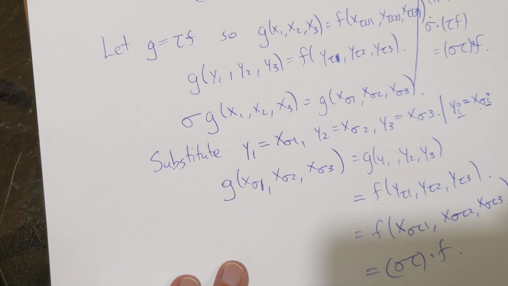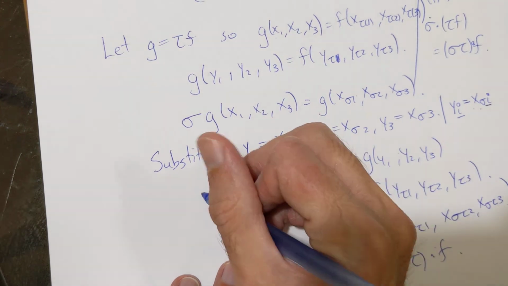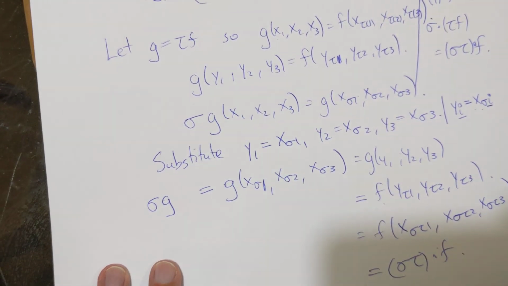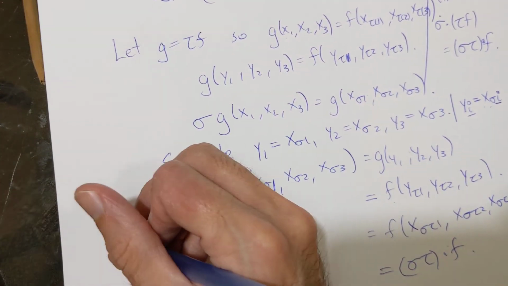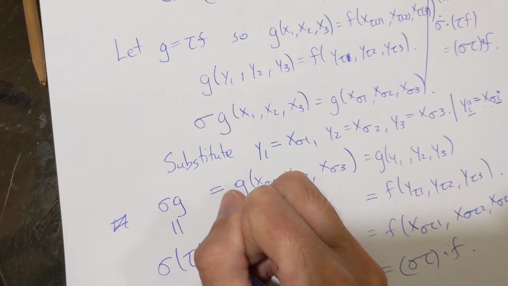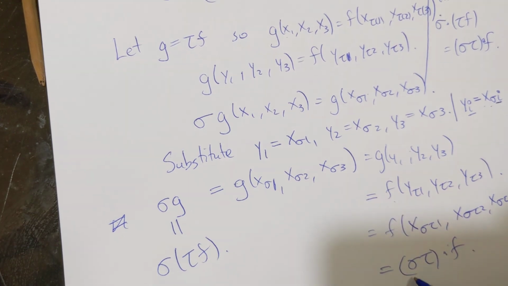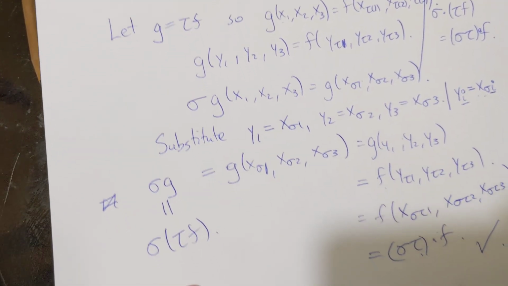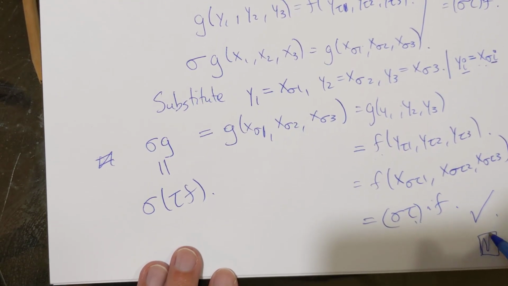Okay. And g of x sigma 1, x sigma 2, x sigma 3, that is just the definition of sigma g. And sigma g is just sigma of tau f. So we've shown that sigma of tau f is just sigma tau of f. So we have a group action. That's pretty much the end of it.